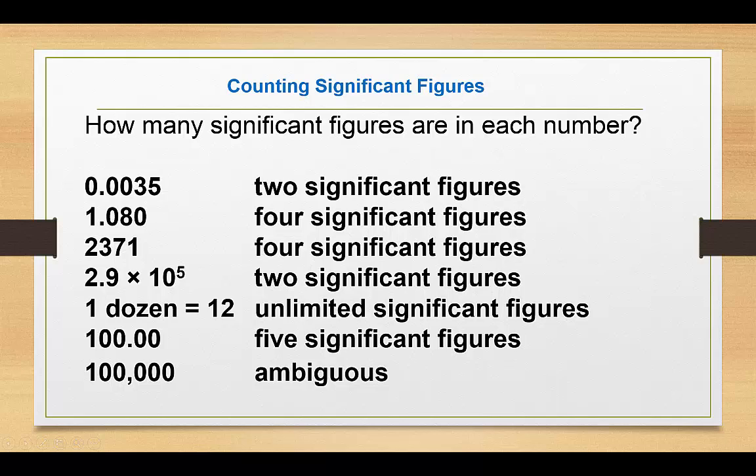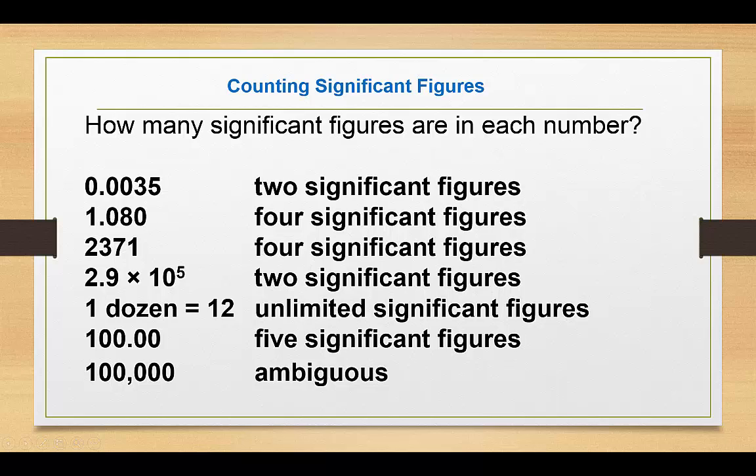Now look at the fifth one, 1 dozen. If somebody says they have a dozen of something, they have 12. They can have a dozen eggs, they can have a dozen basketballs, they can have a dozen cars, doesn't matter, they have 12. That's an exact value that has unlimited significant figures. I do not use that to limit myself in a calculation.